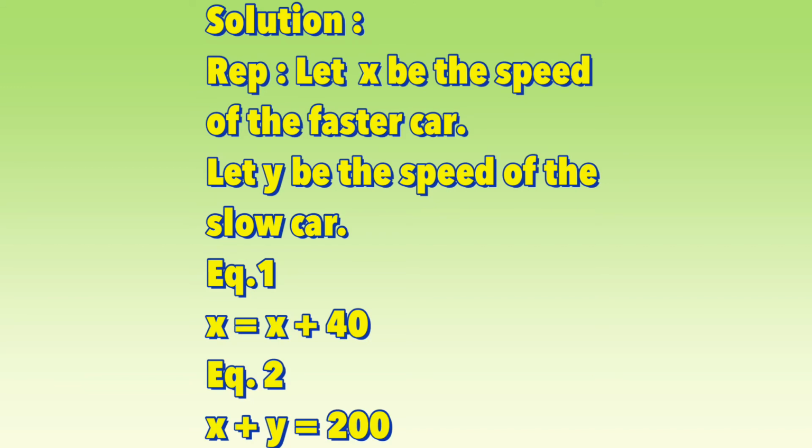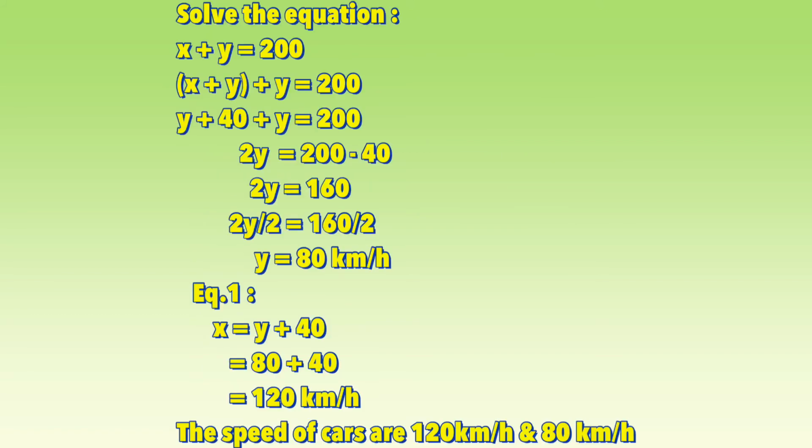Then we're going to solve now using the equation 2. x plus y equals 200. Then the value for x, which is y plus 40, we're going to substitute now. So y plus 40 plus y equals 200. Then simplify, we have 2y, then 200 minus 40, because we are going to transpose 40 to the right side of the equation, then change the sign. Then 200 minus 40 equals 160.